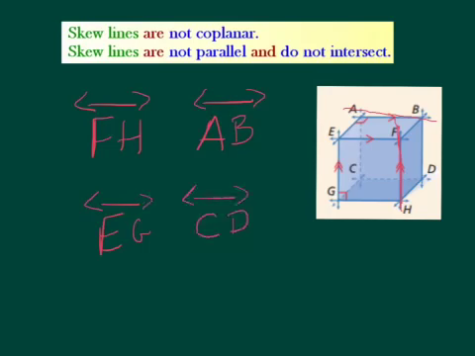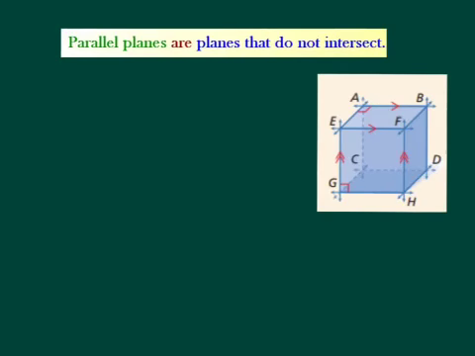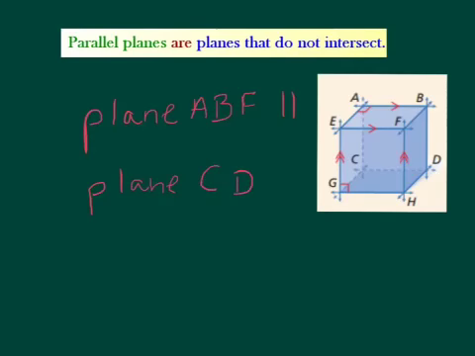Okay, very good. The last thing we'll look at on your blueprint are parallel planes. Parallel planes are planes that never intersect. So you can imagine that parallel planes are like floors on a building. So the first floor and the second floor, they never intersect. They're right on top of each other. So plane ABF is parallel to plane CDH. Those two planes never intersect, so they are parallel planes.